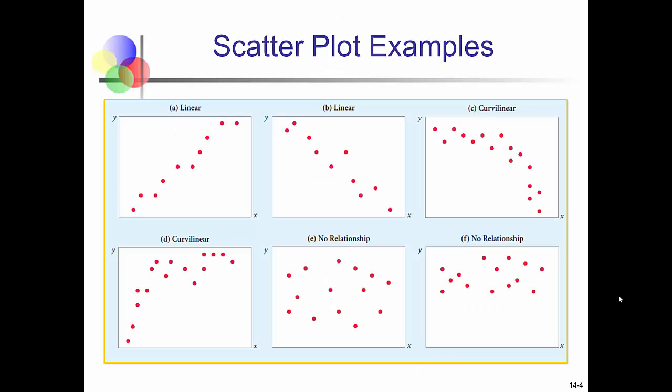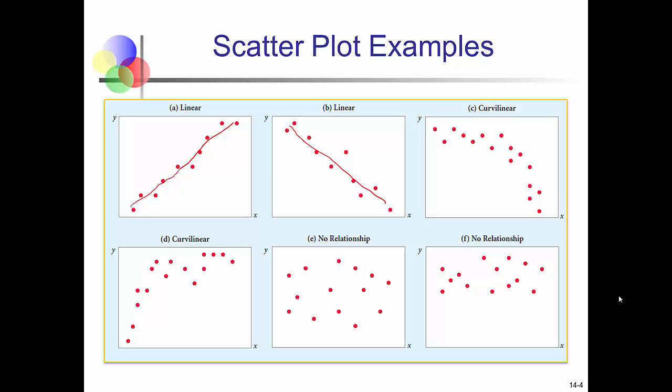So in our scatter plots here, we see a positive linear relationship between x and y in this first graph. Notice how x starts out small and so does y, and as x gets bigger, y gets bigger, and we have this approximately linear positive relationship. In the second graph, we also see a linear relationship. It's a negative linear relationship. So as x increases, y decreases.